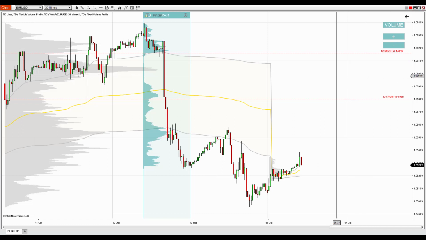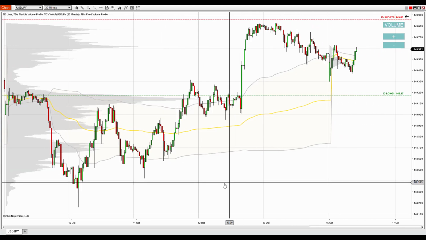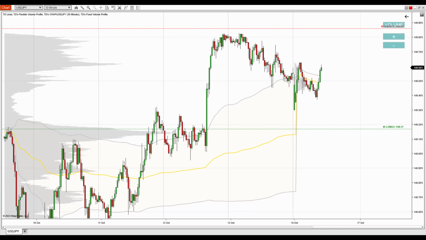All right, so that's for the euro, the levels from our members area. And let me now switch over to another chart, which will be the US dollar Japanese yen. And in here, I'll also show you the levels which we have in the members area. So this is the US dollar Japanese yen. Again, we are looking at a 30-minute time frame. And the level which I wanted to show you here is a support at 149.17.